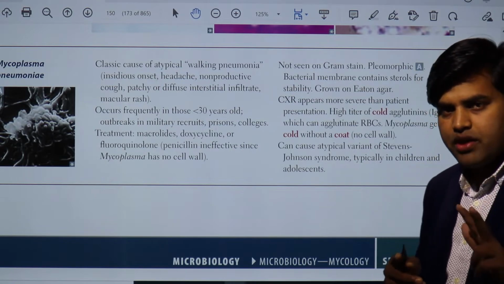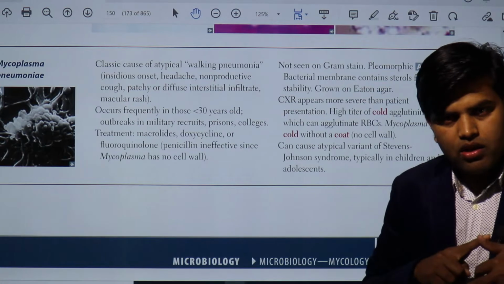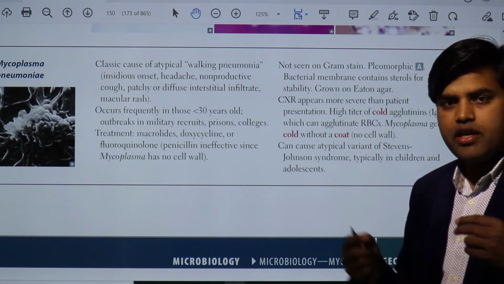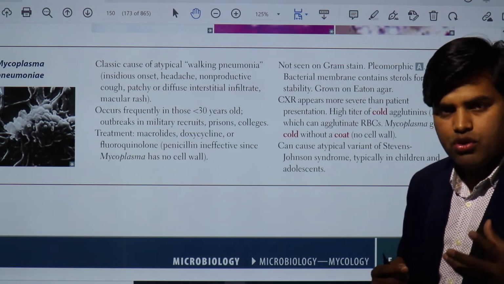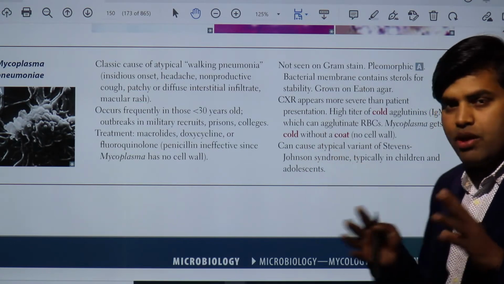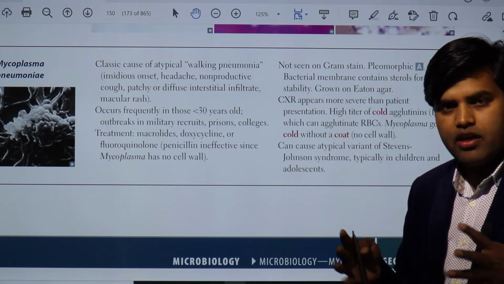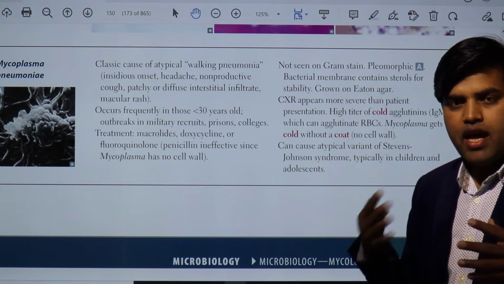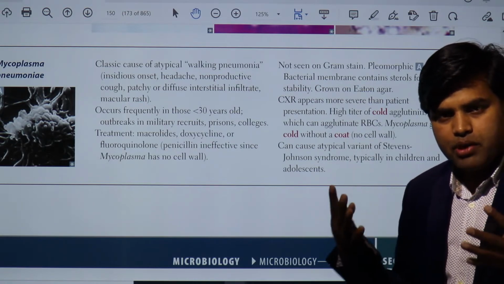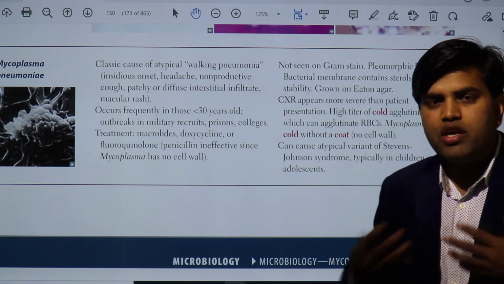So these three points you have to remember about Mycoplasma pneumoniae. It has no cell wall. It is the smallest bacteria, and its cell membrane contains a rich amount of sterol, cholesterol. That is important. Another important point to remember is that this bacteria causes community-acquired pneumonia in young patients. The chest x-ray will look severe, but the patient will have walking pneumonia.